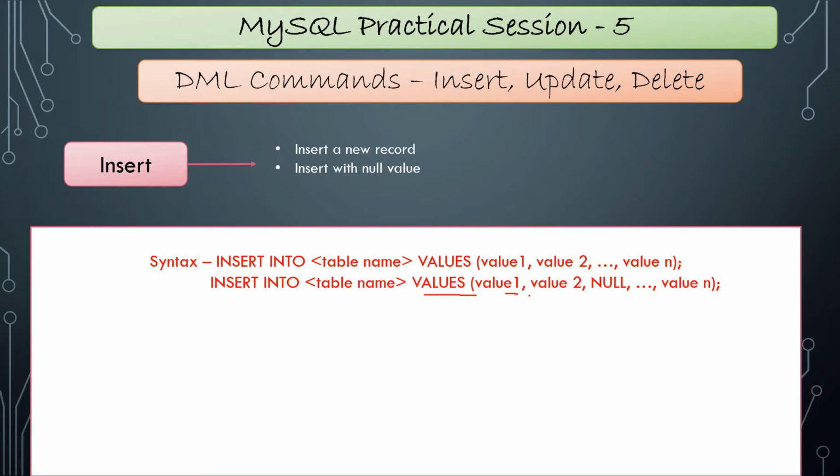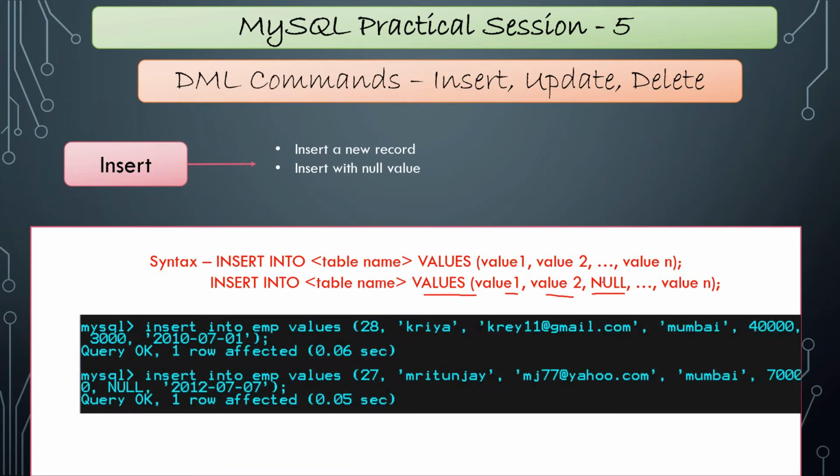Always remember that you have to enter the values according to the order of the columns in the table format. Okay, whatever column you have at first place, that column value should be entered as the first value. Okay, after that the next column value. Then if you want to enter null, you just have to write null and it will be entered as null or a missing value. Okay, now let us see an example.